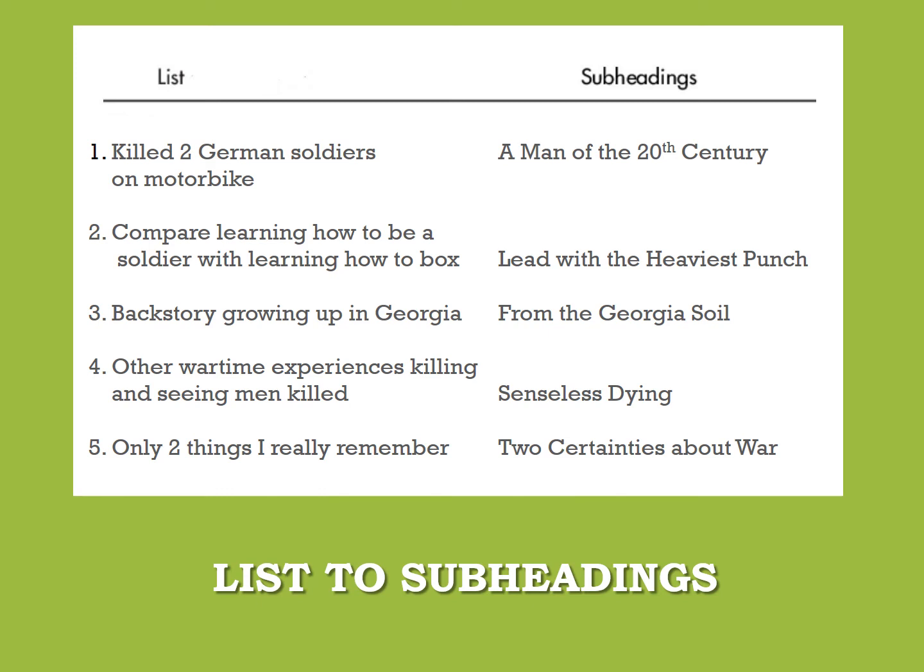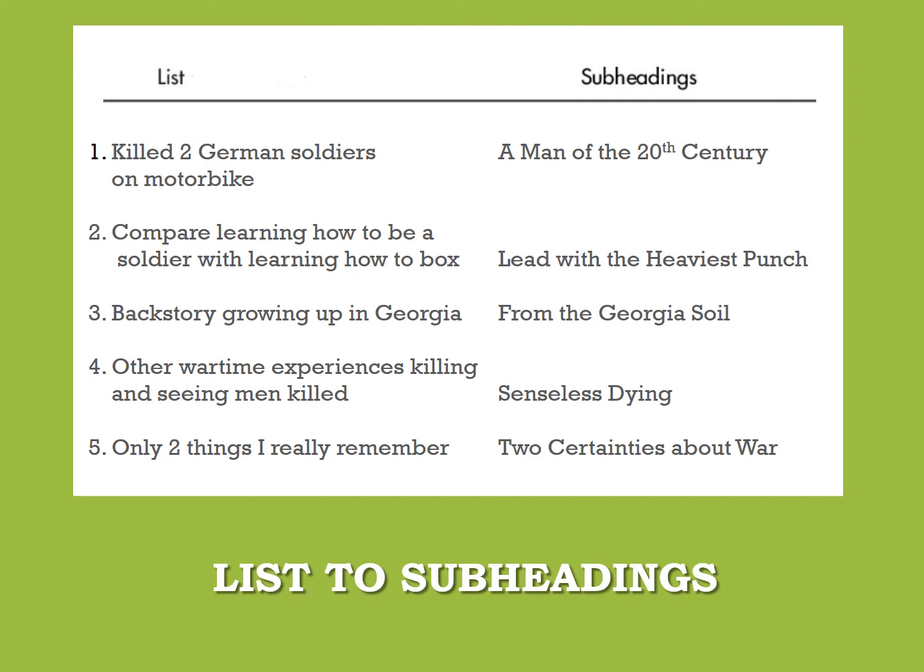Now let's move over and let's look at the subheadings. How does what he writes, this very personal narrative, how do these different parts translate into an outline, a reverse outline? We'll reverse outline his story. And these are the subheadings he came up with. A man of the 20th century. Lead with the heaviest punch. From the Georgia soil. Senseless dying. 2 certainties about war.